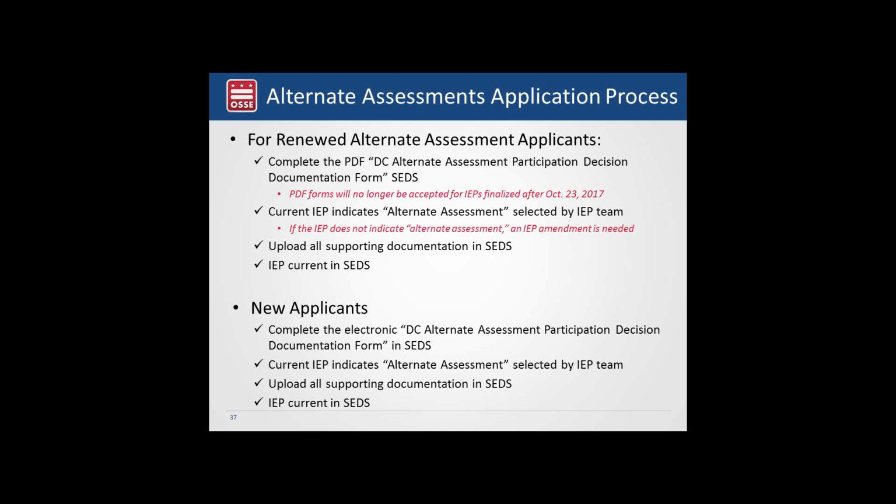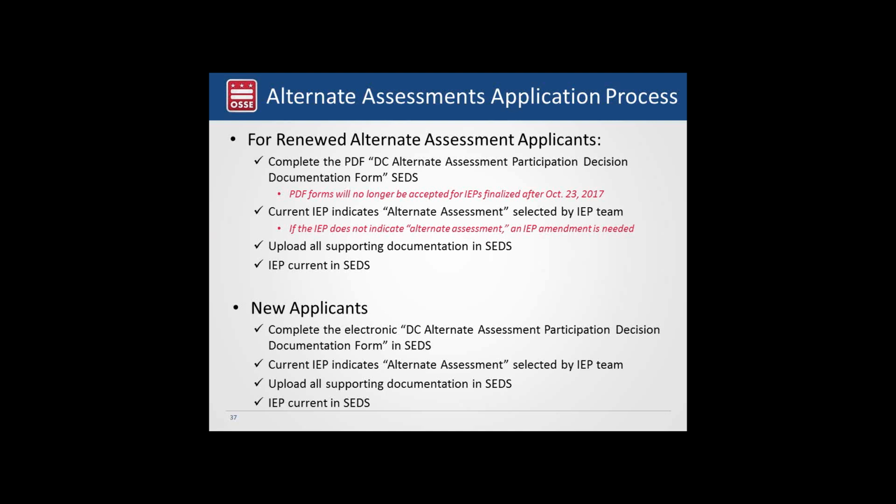So if you have students right now whose IEP says yes, they are eligible for the ALT, but they are missing that worksheet, you need to upload that worksheet into SEDS at this time, because as soon as October 23rd rolls around, instead of the worksheet, you will just need to fill out that criteria in SEDS as a questionnaire. It's no longer a worksheet document, if that makes sense.